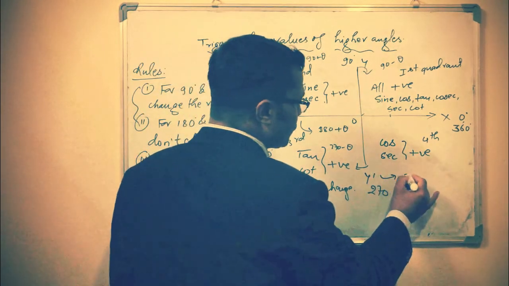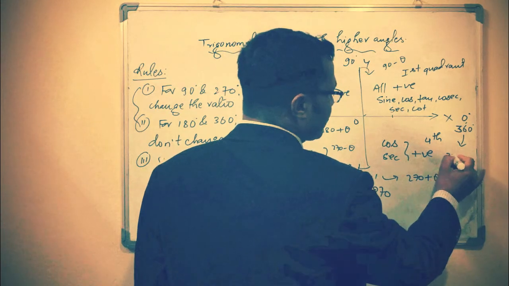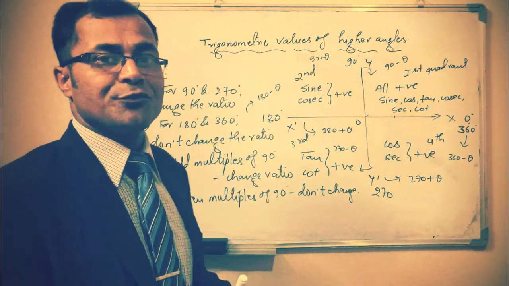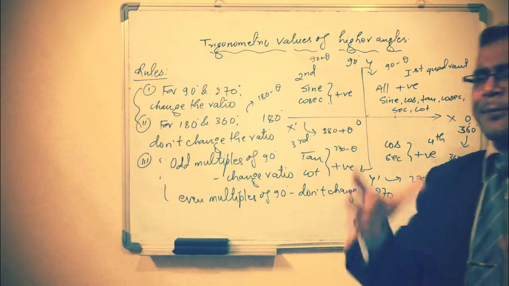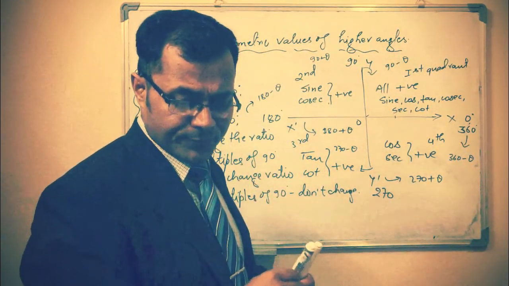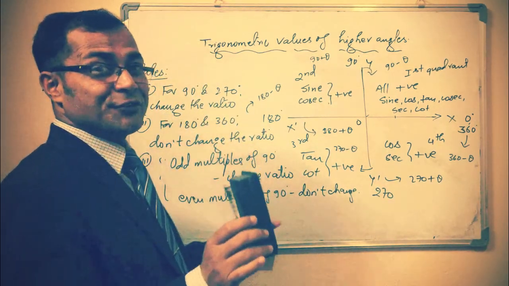If you go this side, 270 plus theta or 360 minus theta is the same. So these rules you have to follow. If you understand these rules very clearly, if you have a very clear concept, then no more problems. All the values you can find instantly. Now I'll show you how to find the values.